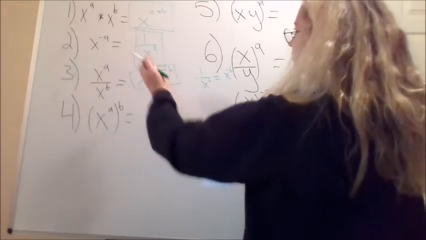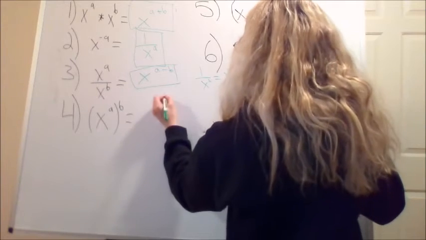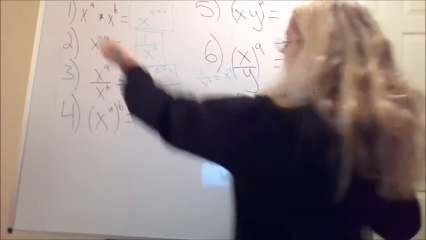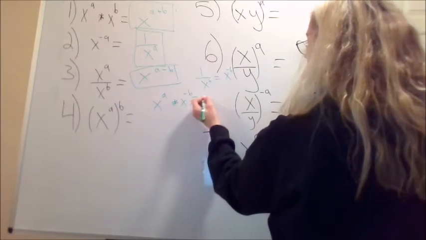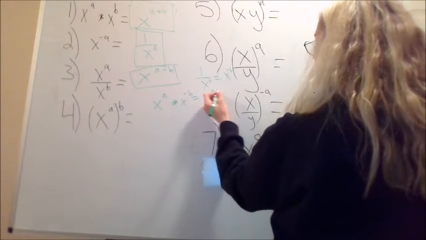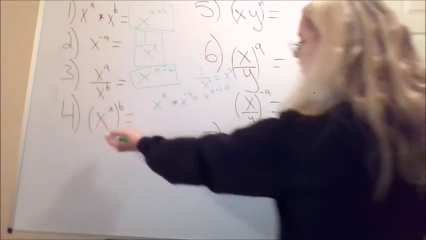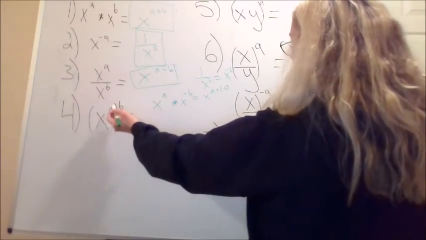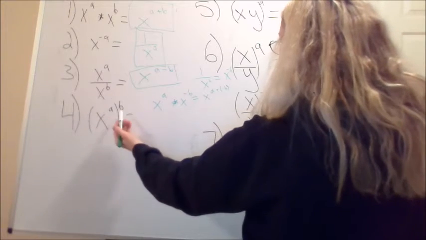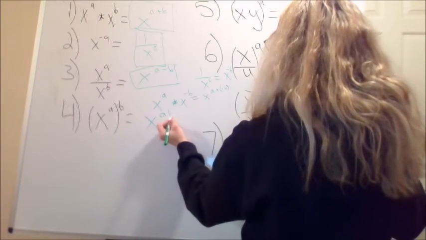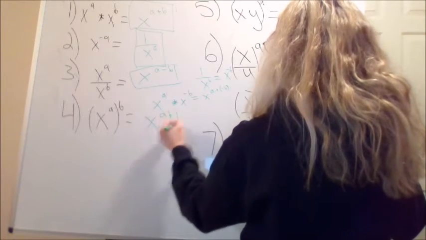So now we know that if we have x to the power of a times x to the power of negative b, by the first law, we know that this is x to the power of a plus negative b. So moving on for the fourth one, if we have x to the power of a all to the power of b, we can rewrite this as x to the power of a times b.